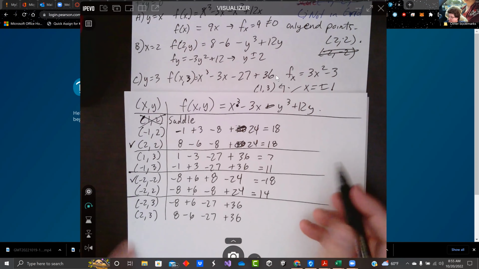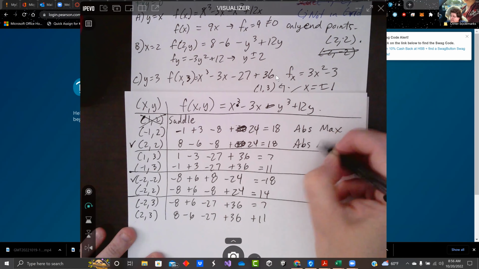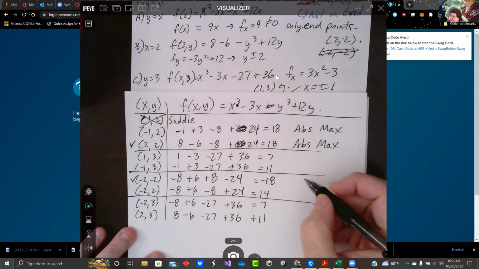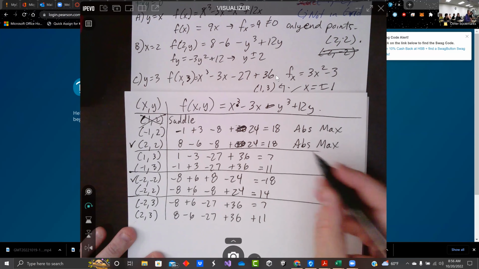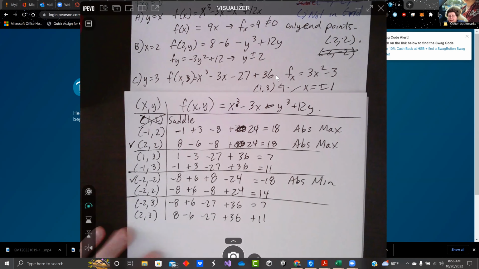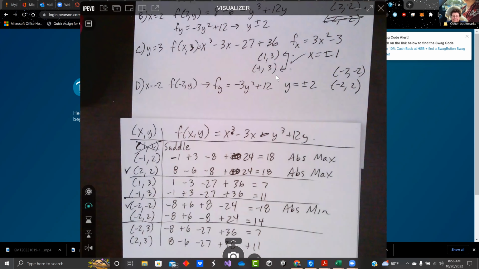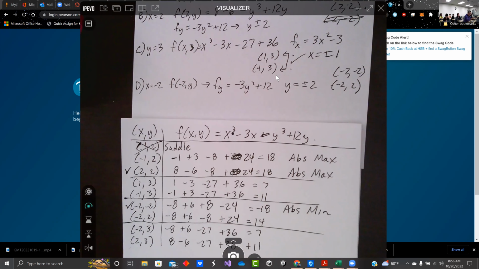Find and label it. So the absolute maxes are here and here. I can start writing. Let's go. 18. And our absolute min is -18. I did it for the last problem. And bam, done. Wait, 4 minutes to spare.